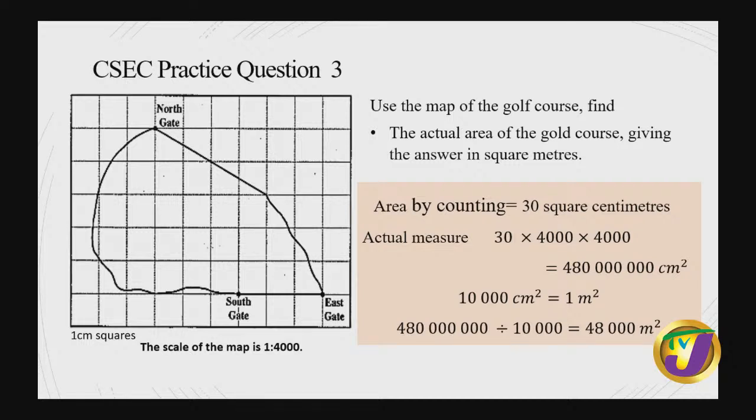Of course, we go ahead again and we do our division. It is 480 million divided by 10,000, and the final answer would be 48,000 square meters. We would have got our answer, right?